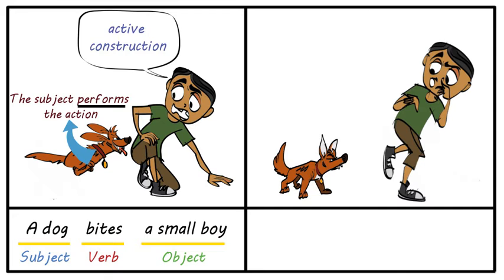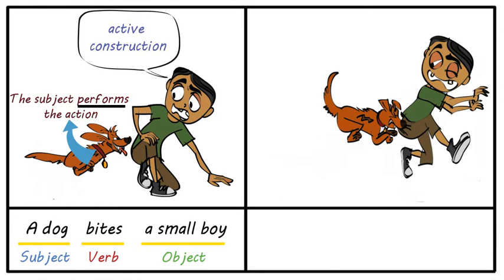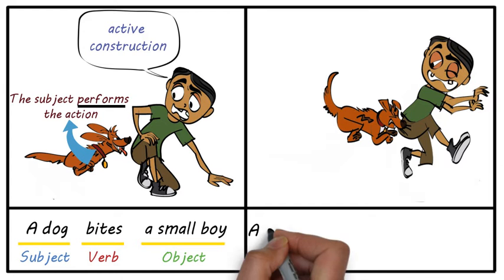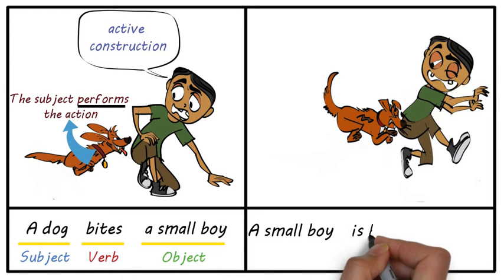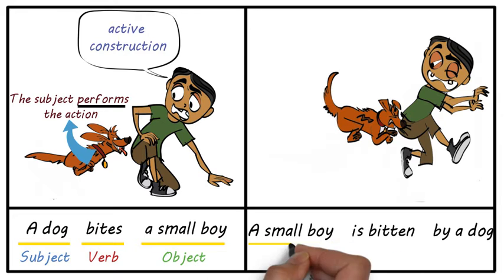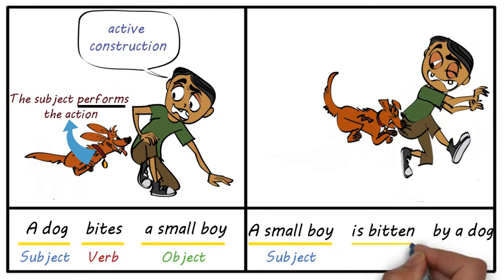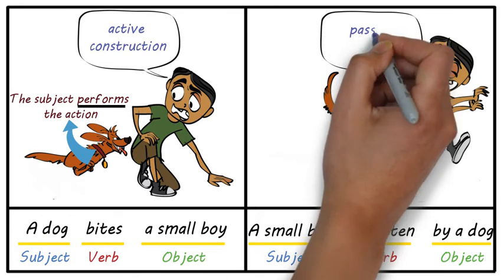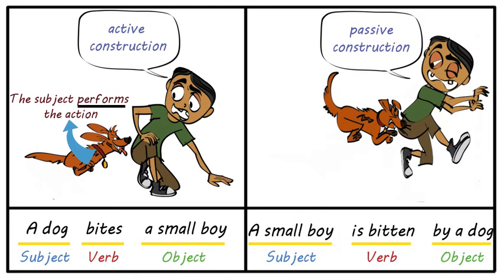Then, have a look at the next picture on the right column. It shows a small boy is bitten by a dog. A small boy, subject, is bitten, verb, by a dog, object. The right one is passive construction.